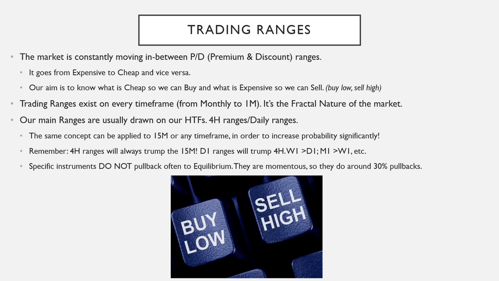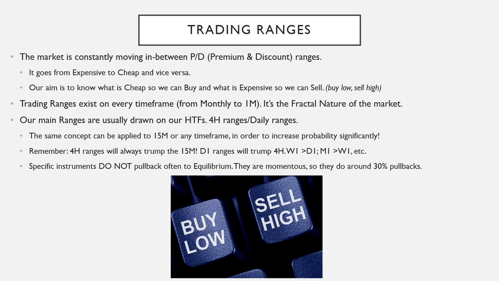So again, remember, higher time frame will always trump the lower ones. So 4-hourly ranges will always trump over the 50-minute ones. Daily ranges will always trump the 4-hourly ones. The weekly ranges, the daily, and the monthly ranges, the weekly. Right? It's like a chain reaction.